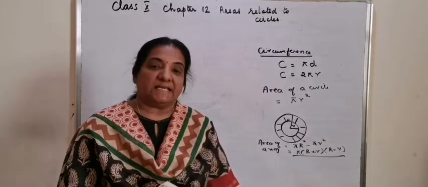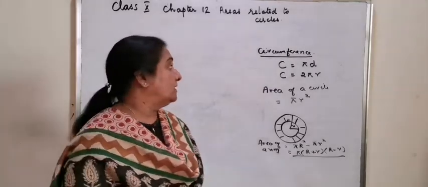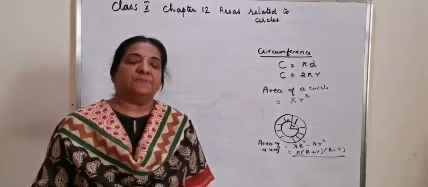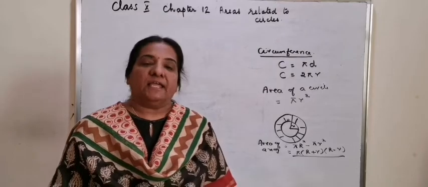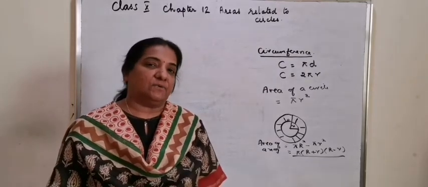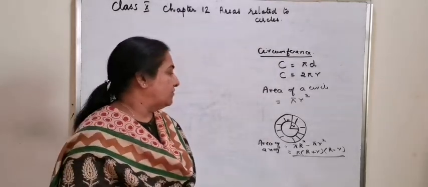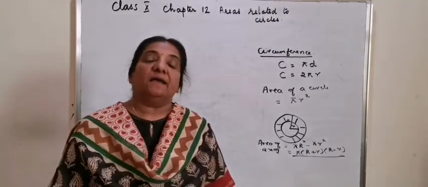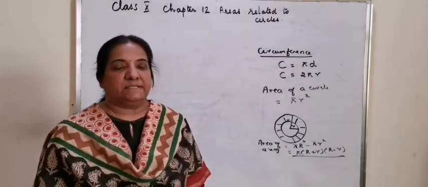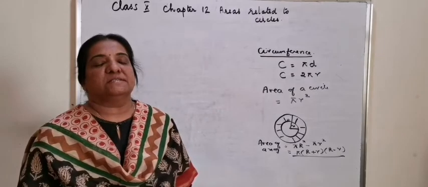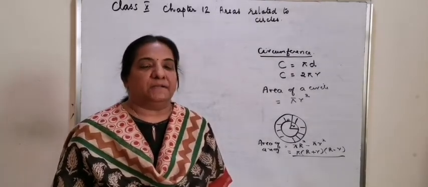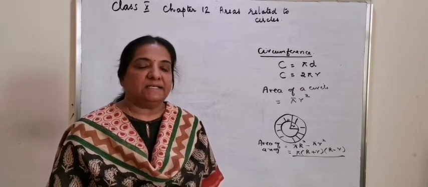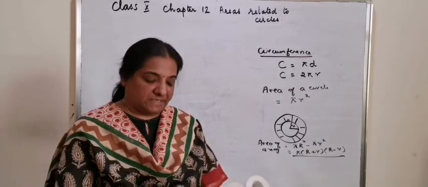The first exercise 12.1 is based on these three formulas, that is, the circumference of a circle is pi d or 2 pi r, area of a circle A is equal to pi r square, area of a ring is equal to pi (R plus r) into (R minus r), where capital R denotes the radius of the outer circle, small r represents the radius of the inner circle. Let's move on to the exercise.